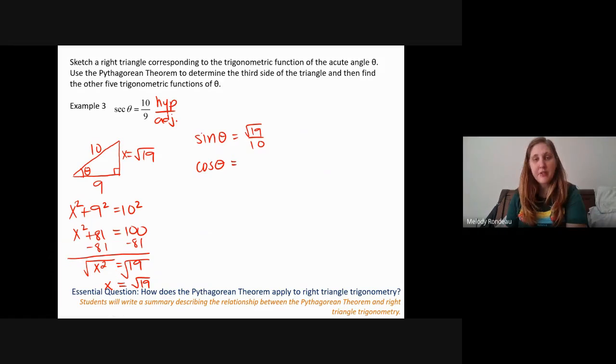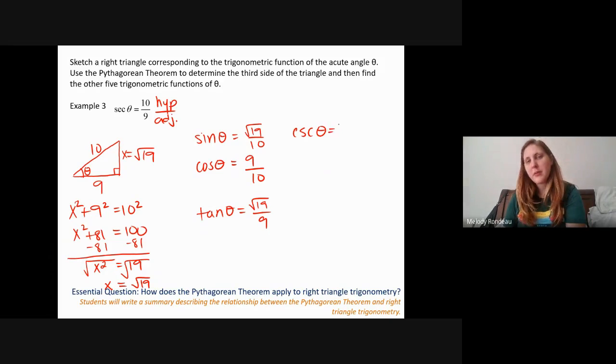Cosine, we don't even have to use our triangle because really if they gave us secant, they gave us cosine. But again, adjacent over hypotenuse, 9 over 10. Tangent, opposite over adjacent. And then I go to my reciprocals.